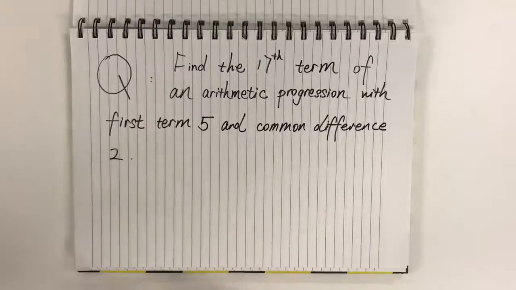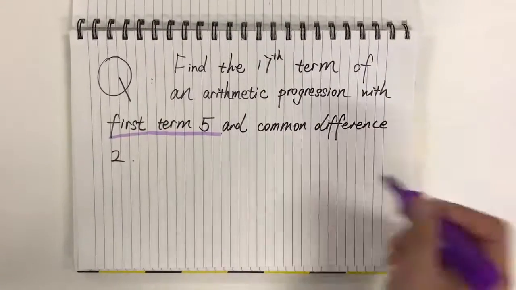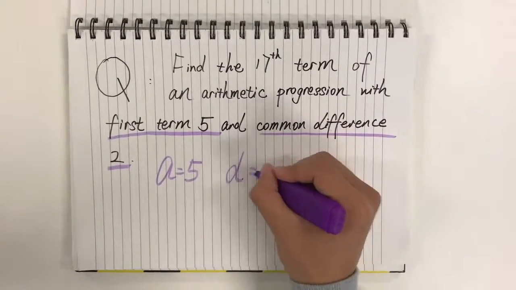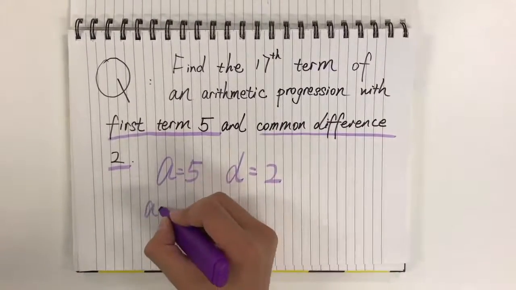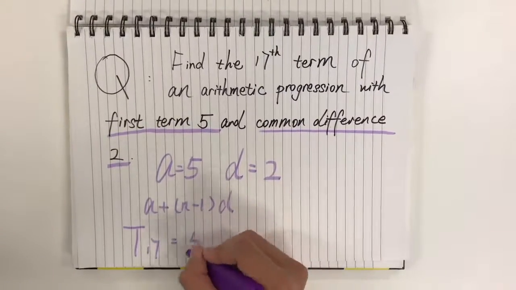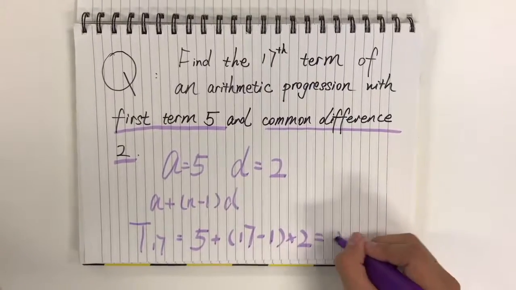So here is the question. We can know that the first term is 5, so A equals 5, and the common difference is 2, so D equals 2. So let's use the equation A plus n minus 1 times D. We can know that the 17th term equals 5 plus 17 minus 1 times 2, which is 37.